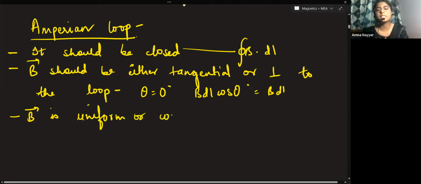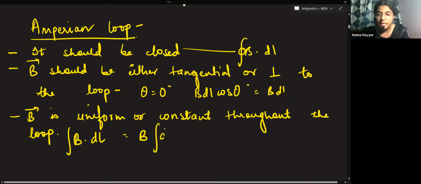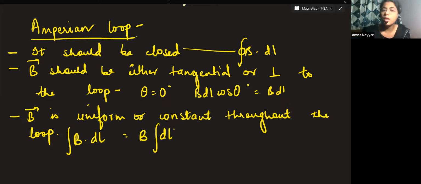or constant throughout the loop. The reason is that when you're performing this B dot dl integration, if the magnetic field is constant, then only you can write it as B times the integral of dl. Then only this is possible. Otherwise, how will you integrate the magnetic field? So these are the conditions for an Amperian loop.